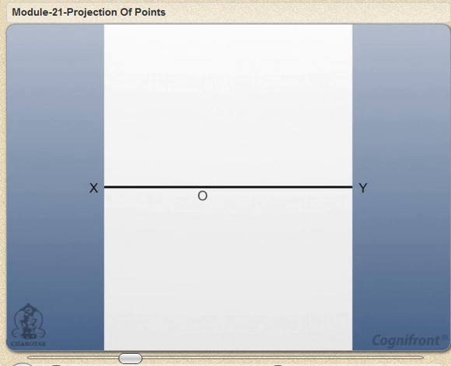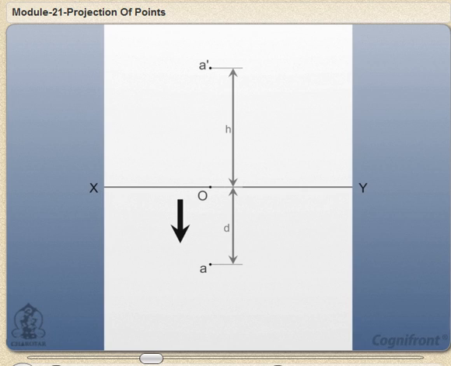From point C, mark a point A dash at a distance of h units above line XY and point A at a distance d units below line XY in line with A dash. Here, A and A dash represent the images of the object on VP and HP respectively, and the line joining A and A dash is the projector line and is perpendicular to the reference line XY.